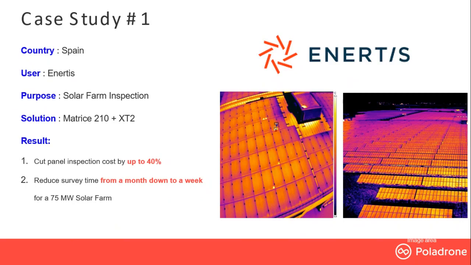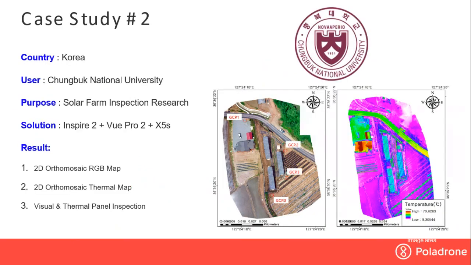Then case study 2 is happening in Korea. This is used by Chungbuk National University. They are doing research on how drone thermal imaging can be used on the solar farm, on solar farm inspections. In this case, they are using an Inspire 2 with a Zenmuse XT Radiometric (Wheel Pro True) plus an X5S. The Wheel Pro True is one of the drone thermal cameras, and the X5S helps to capture the RGB imagery.